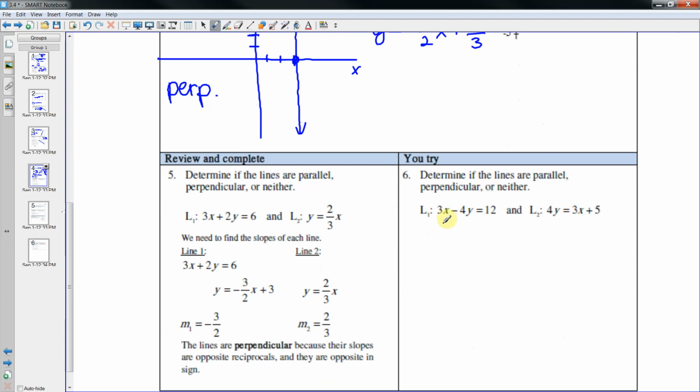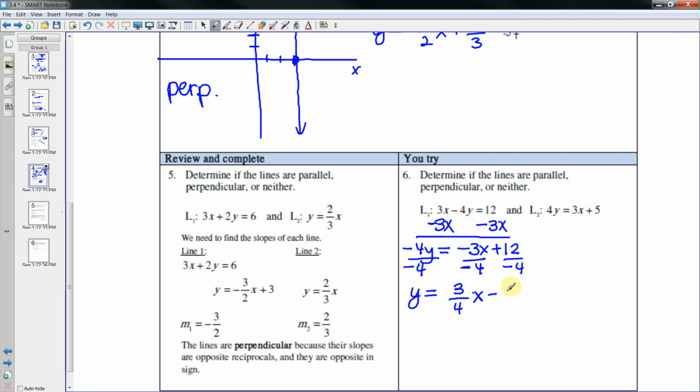Alright, they're not solved for y, so let's solve them for y. So subtract 3x from both sides. So negative 4y equals negative 3x plus 12. I'm going to divide everything by negative 4. So that gives me y equals, now 3/4 doesn't reduce at all, but the two negatives cancel each other out. So that's going to be positive 3/4 x minus, because 12 divided by negative 4 is negative 3. Okay, so 3/4 x minus 3.